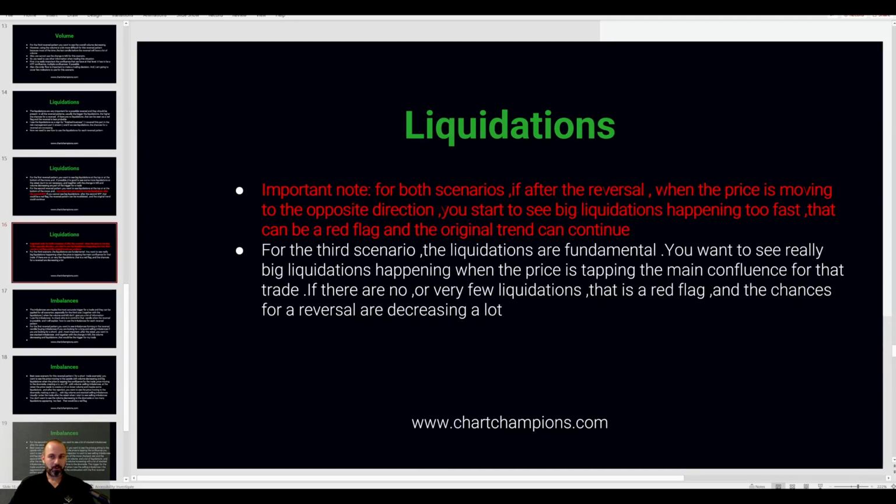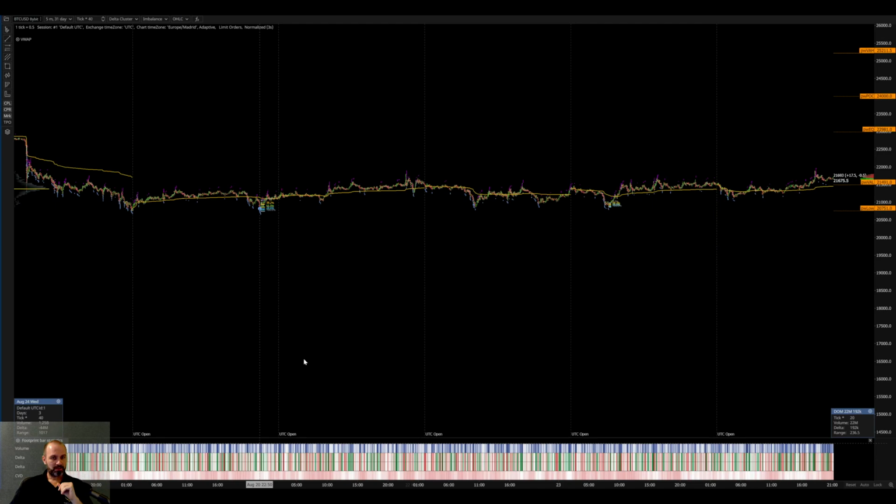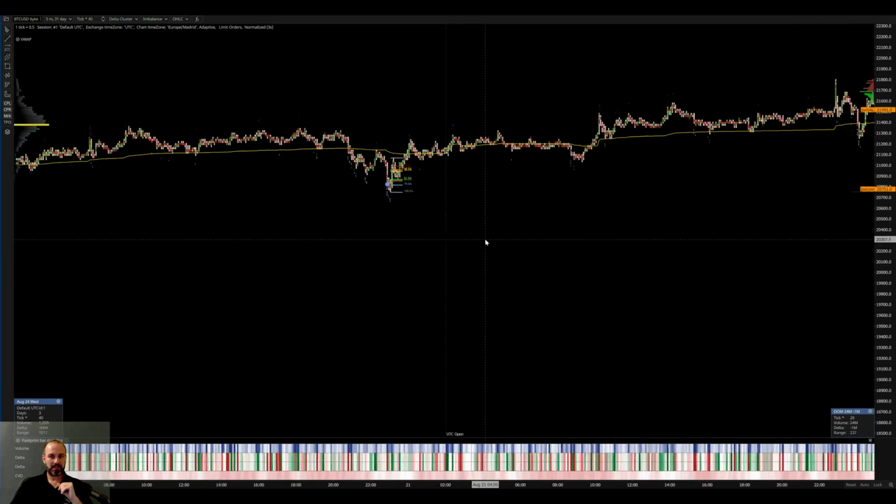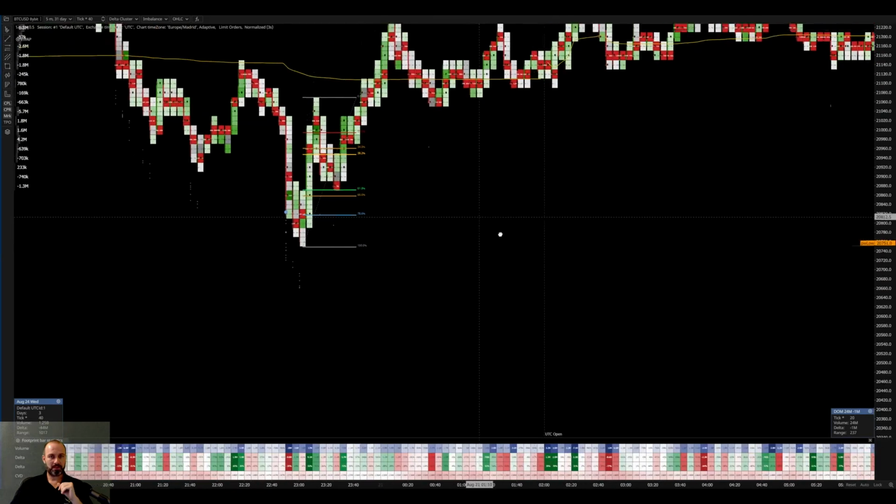Important note. For both scenarios, if after the reversal, when the price is moving in the opposite direction, you start to see big liquidations happening too fast, that can be seen as a red flag and the original trend can continue. What I'm trying to say by that is, you want to see basically liquidations. So let me get to the examples. Let's start with this one to see exactly what I'm trying to say.